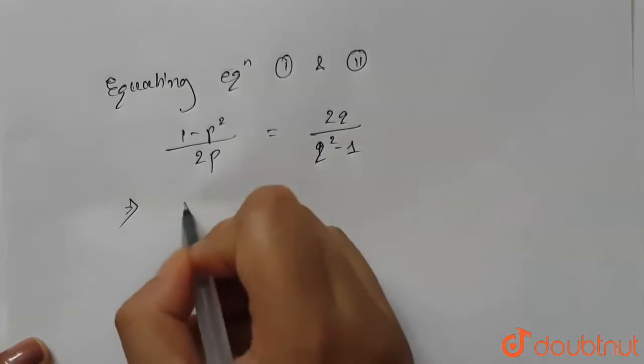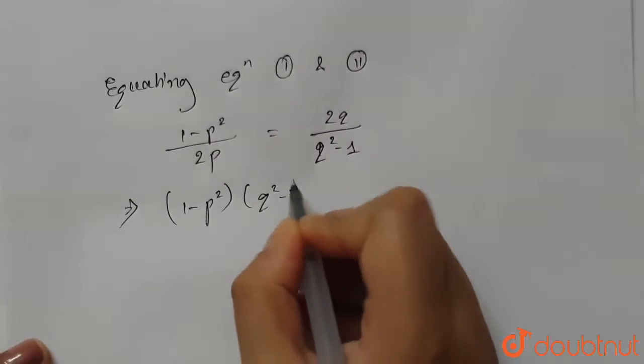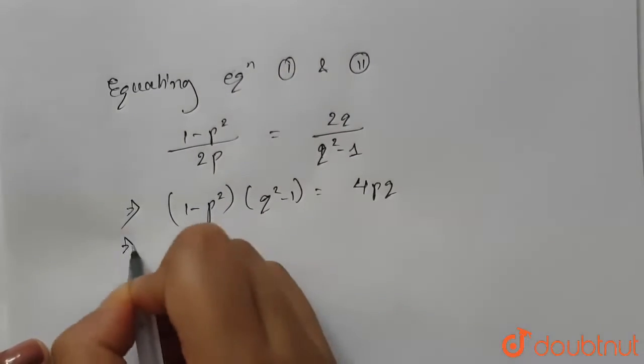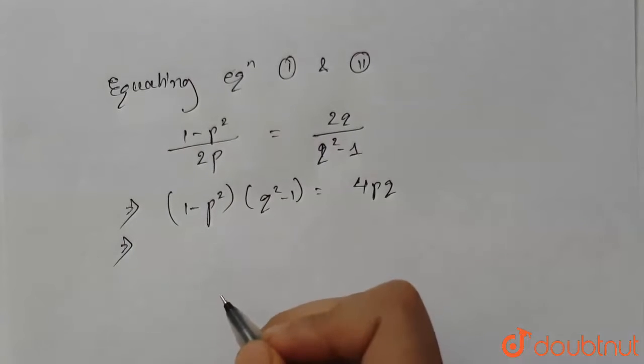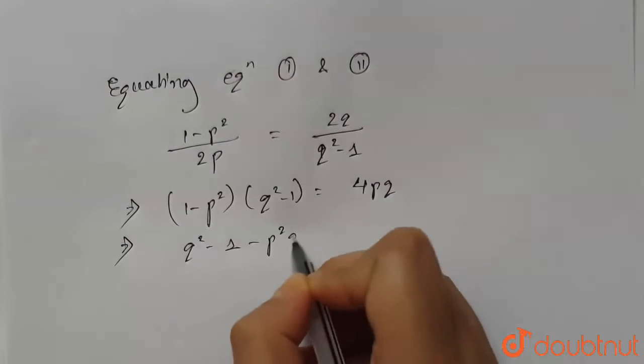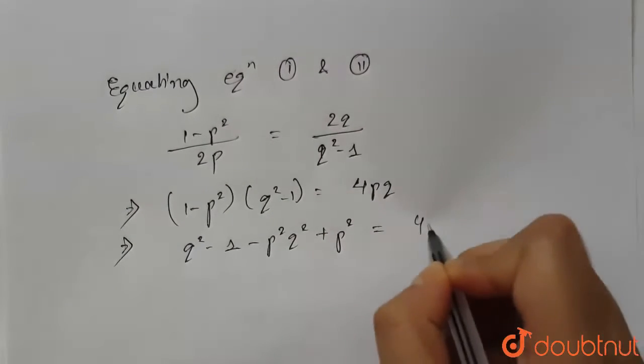So from here, cross multiplying, we get (1 minus p square) into (q square minus 1) is equal to 4pq. Now this will be equal to q square minus 1 minus p square q square plus p square, as minus minus is plus, is equal to 4pq.